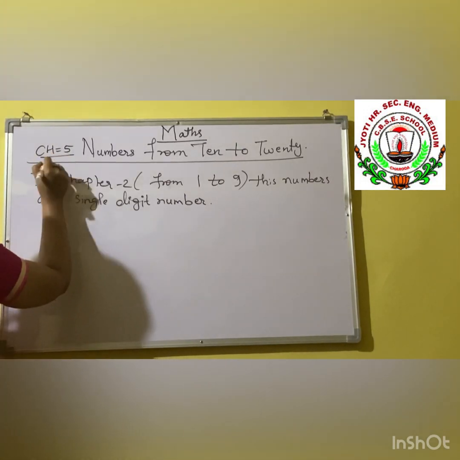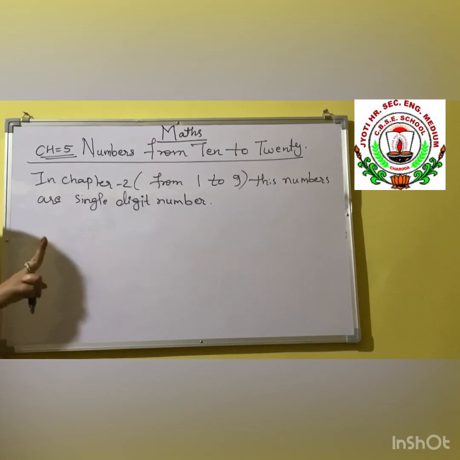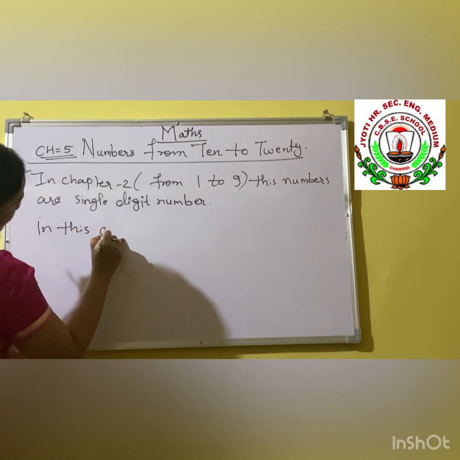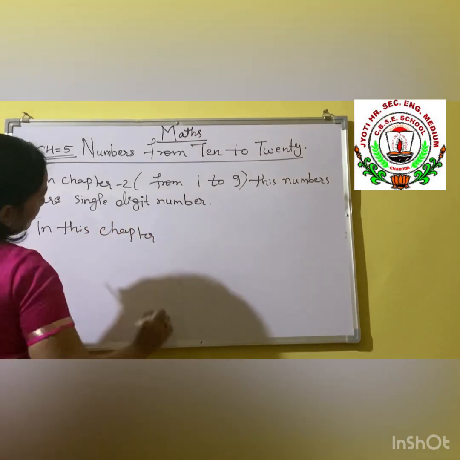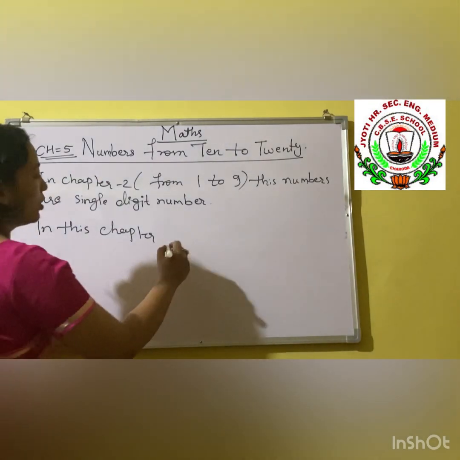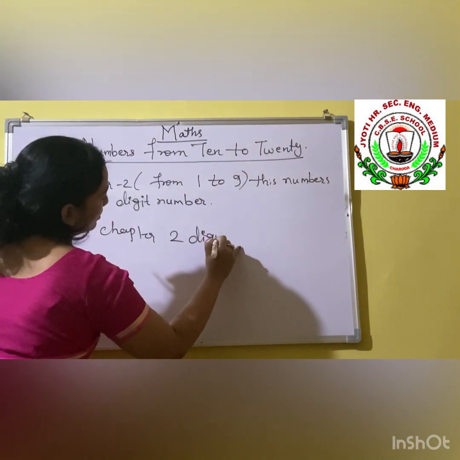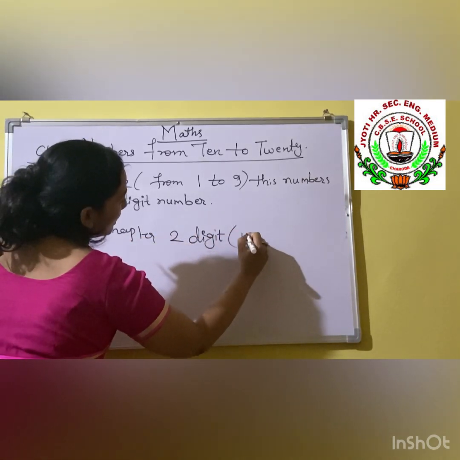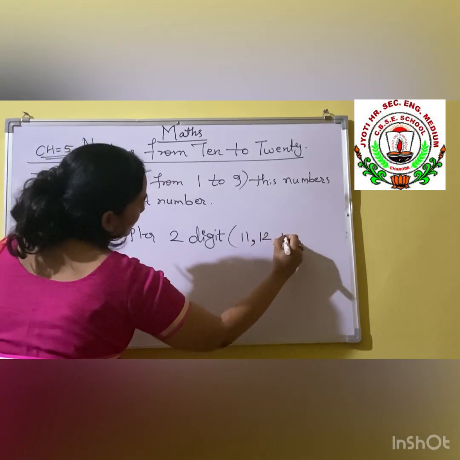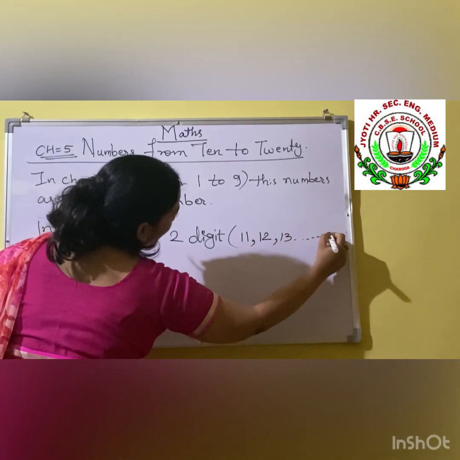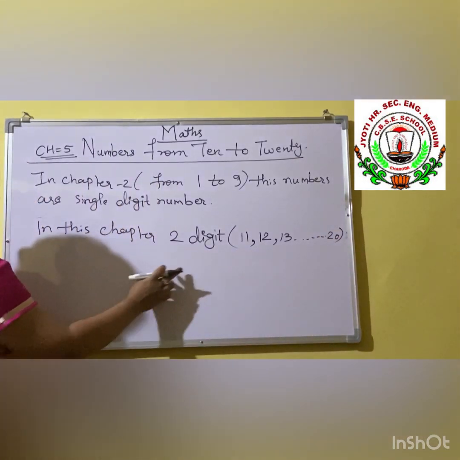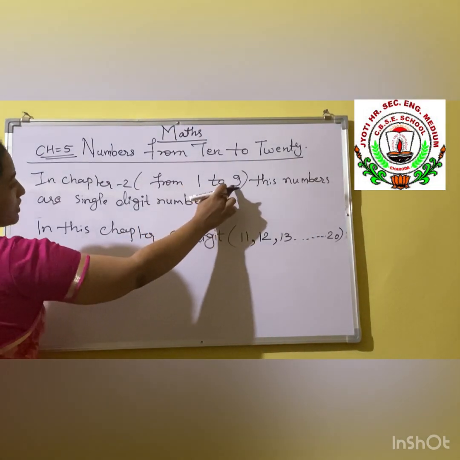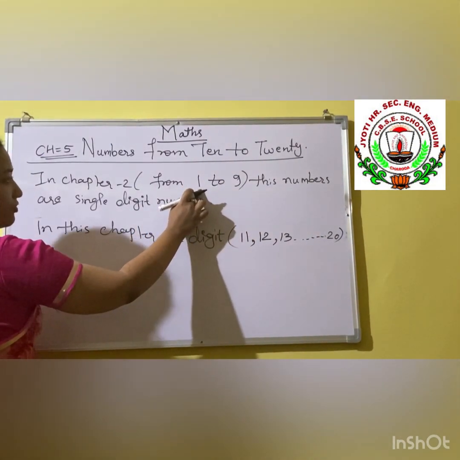Now in chapter number 5, we are going to learn 2-digit numbers. 2-digit numbers are 11, 12, 13, like this up to 20. These numbers are called 2-digit numbers.